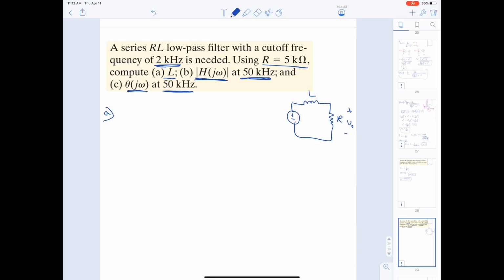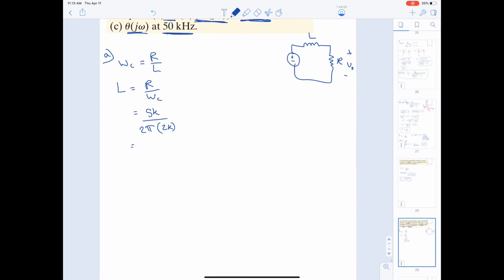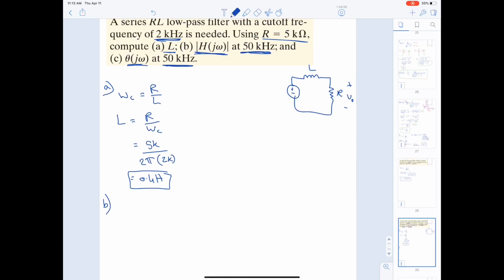A. We know that omega c is equal to R over L, and they are looking for L, right? So it's R over omega c. R is equal to 5 kilo and omega c is 2 pi 2 kilo, which is equal to 0.4 Henry. That's part A. Part B, it says find the magnitude at 50 kilohertz, sorry.